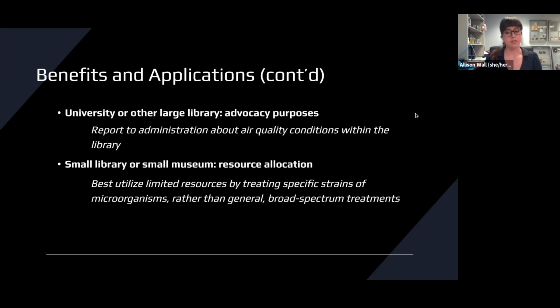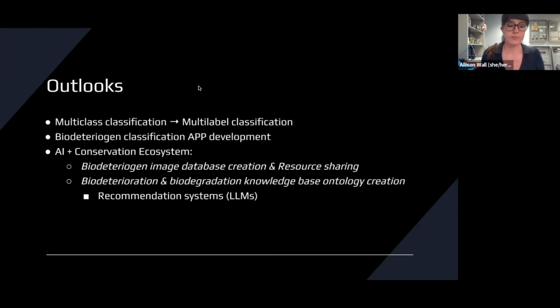This is a non-exhaustive list, of course, but just some examples of how we see this technology being applied within different types of organizations in the future. And now I'll hand it over to Chen Xu to discuss project outlooks. All right, thank you, Allison.